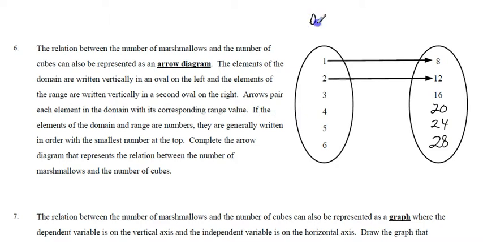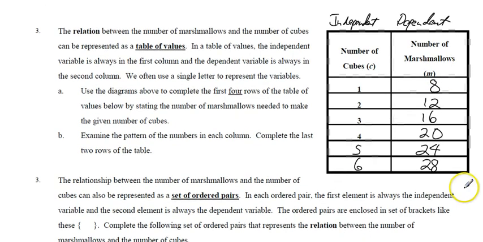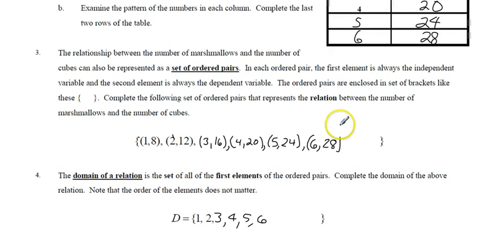So this is the domain, which is the independent. This is the range, which is the dependent variable. And to finish this off, this has the domain and range, but it also contains the information as to how we are going to make an ordered pair. So here we know that 6 goes with 28, that 1 goes with 8, and so on. So from an arrow diagram, we could do the table or the set of ordered pairs.